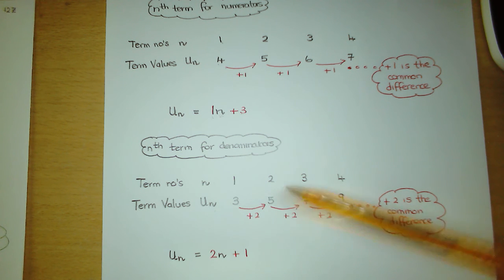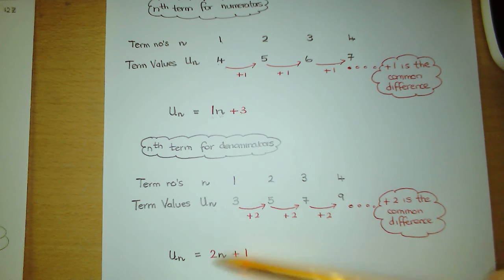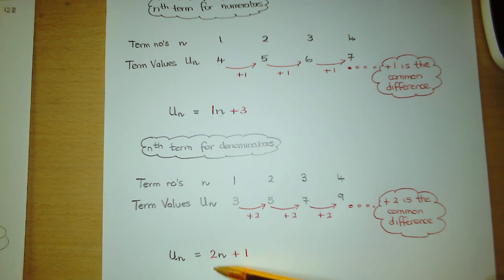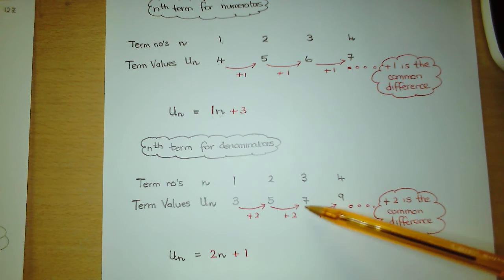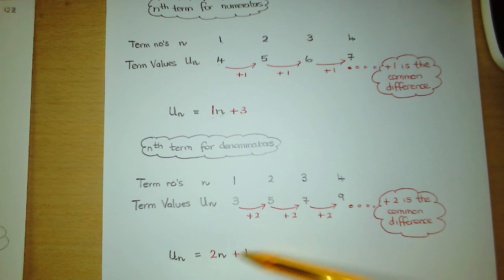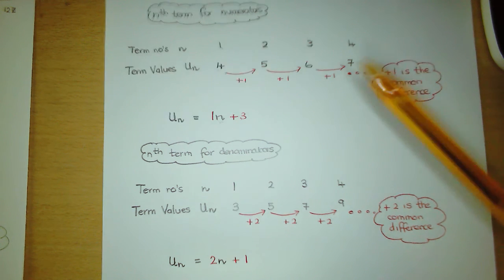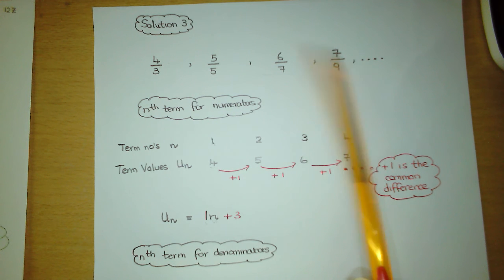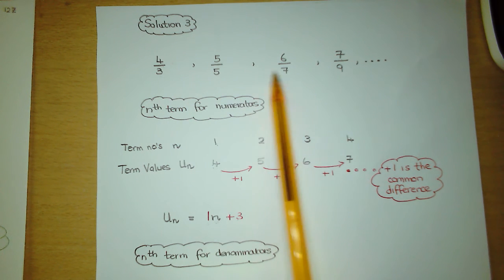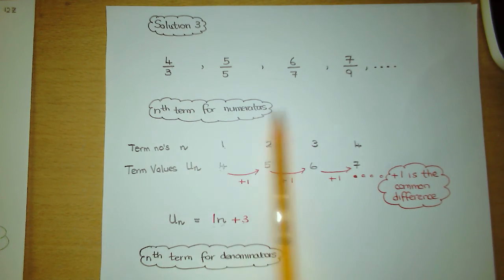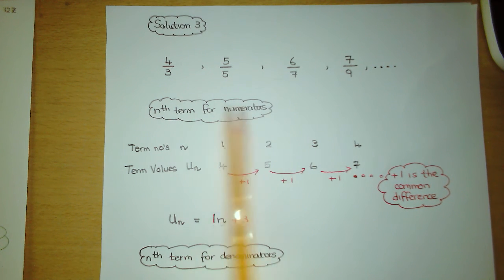Does it work when you sub in n as 2? 2 times 2 is 4, plus 1 gives you 5. Does it work when you sub in 3? 2 times 3 is 6, plus 1 gives you 7. Does it work when you sub in n as 4? 2 times 4 is 8, plus 1 gives you 9. So it works. So far, we have worked out the nth term formula for the numerators, and we've worked out the nth term formula for the denominators. Now we're going to work out the nth term for the overall original sequence.